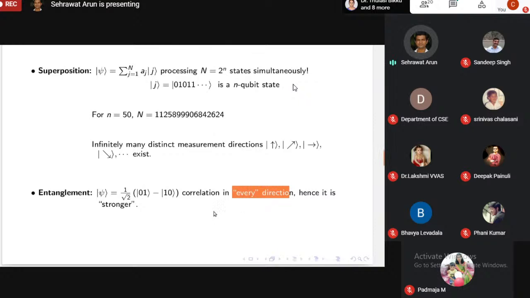But in any direction you will see this anti-correlation. So that's why this correlation is stronger. And in a bit more technical terms, there is something called the Bell inequality, right? If you take a correlation that comes from a conventional computer, the correlation is not so strong, so it always obeys the Bell inequality. But if you take a correlation based upon such states, you violate the Bell inequality, because the Bell inequality sets a limit on correlation. So this quantum correlation goes beyond that limit.